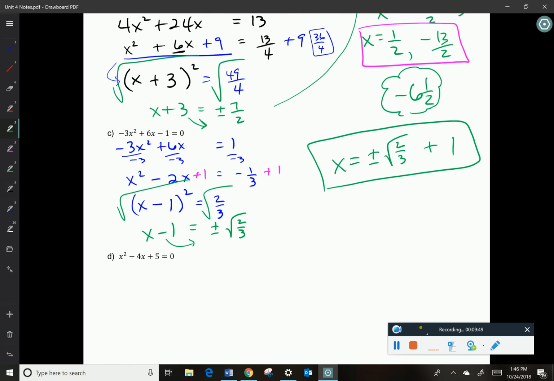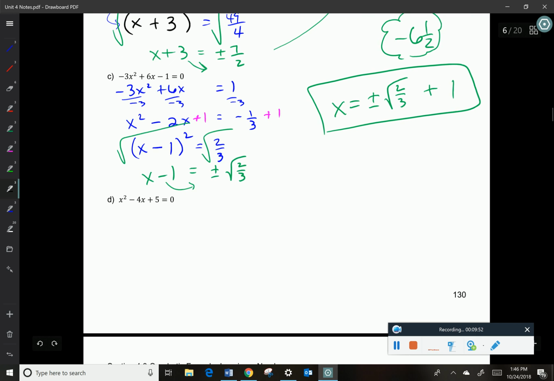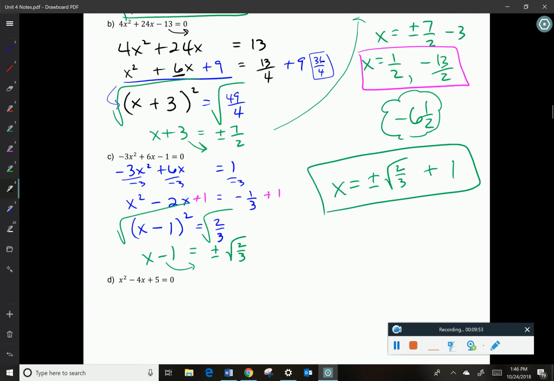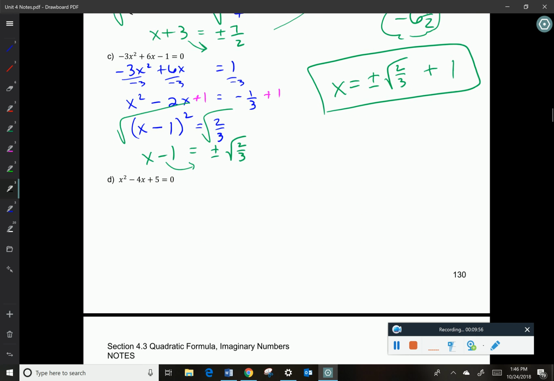Okay? So one last one. I know that these are different. You haven't seen them before, so that's why we're doing so many examples, okay? So look at letter D. So I'm going to isolate the x's. So x squared minus 4x, and move the 5 to the other side, so it's a negative 5.